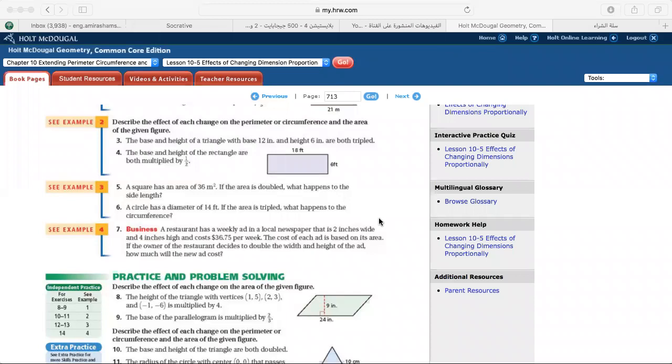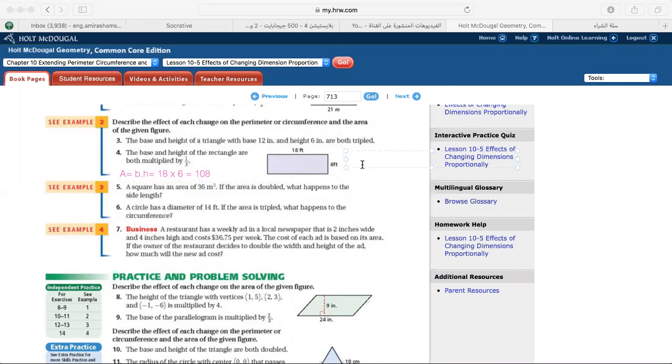Okay, number 4, the base and the height of the rectangle are both multiplied by half. First I have to get the area before any changes. So area is equal to base multiplied by height, which is 18 multiplied by 6, which is 108. So this is the area before any changes.